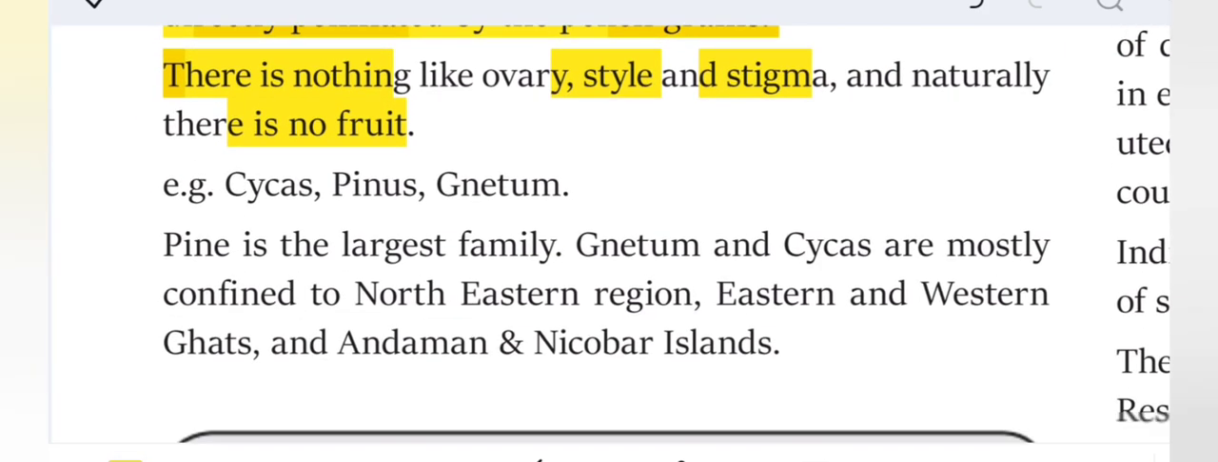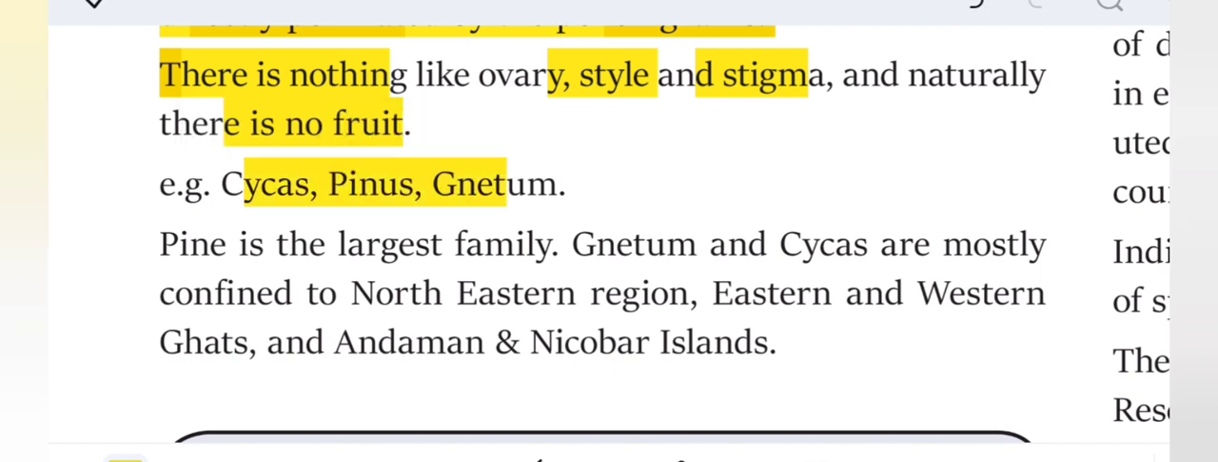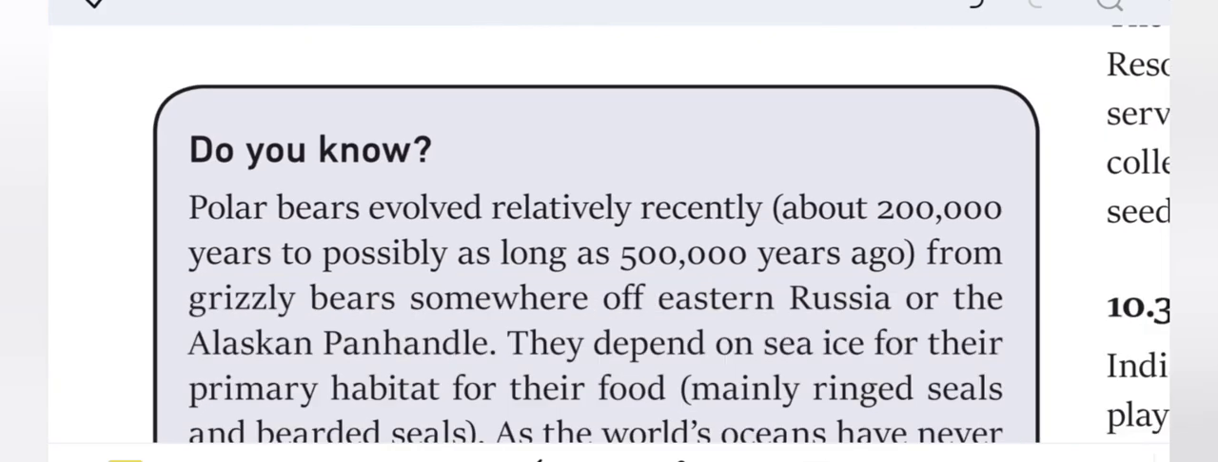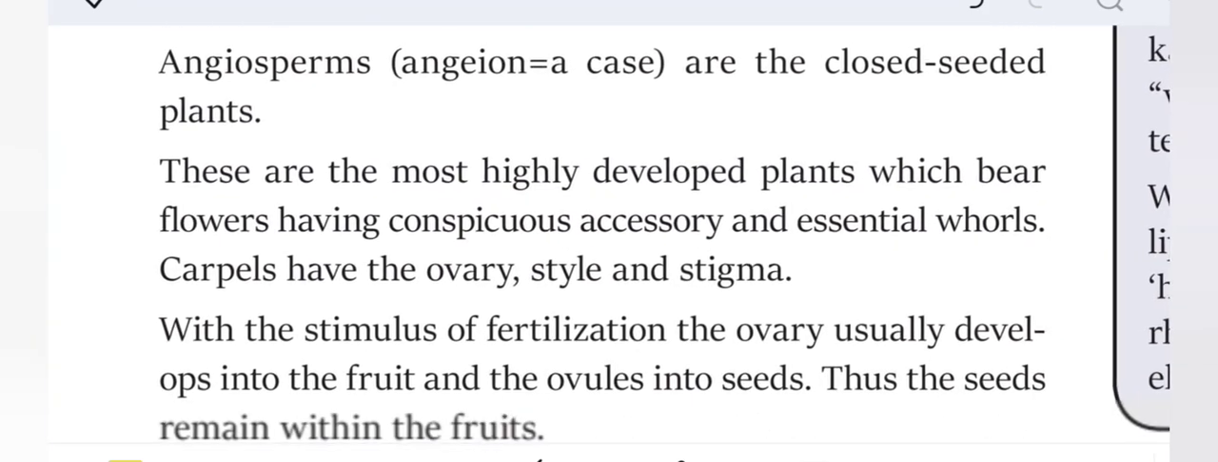Now, Cycas, Pinus and Gnetum are the examples. Pine is the largest family. Gnetum and Cycas are mostly confined to the northeastern region, eastern and western Ghats, and Andaman and Nicobar Islands. Okay, so pine is the largest family. Gnetum and Cycas are mostly confined to the northeastern region, the eastern and western Ghats, and the Andaman and Nicobar Islands.